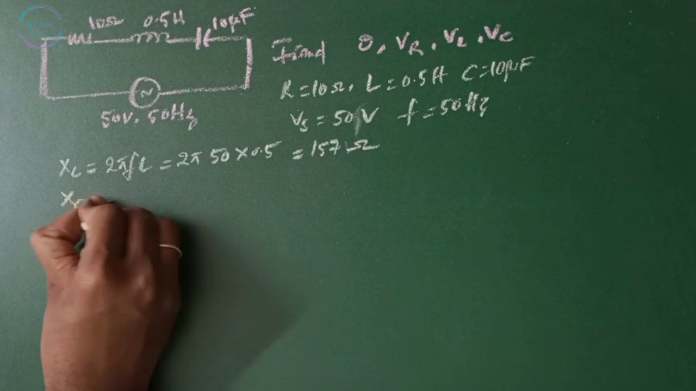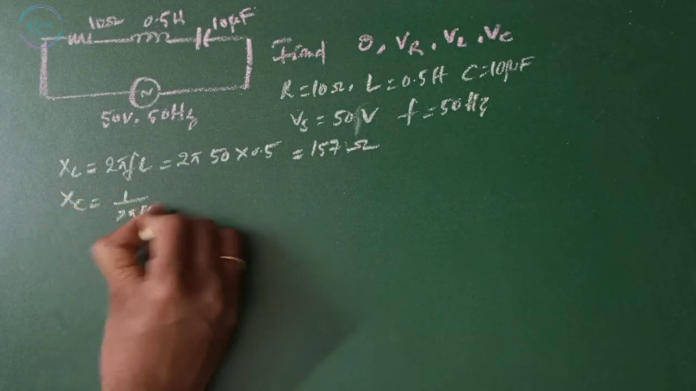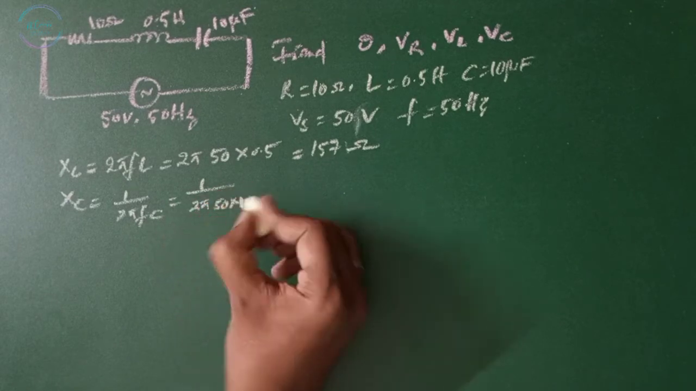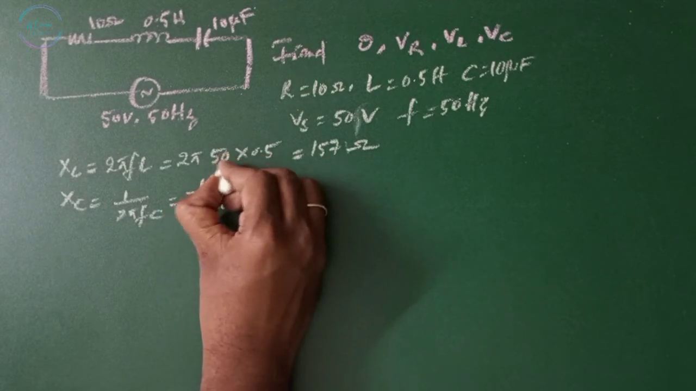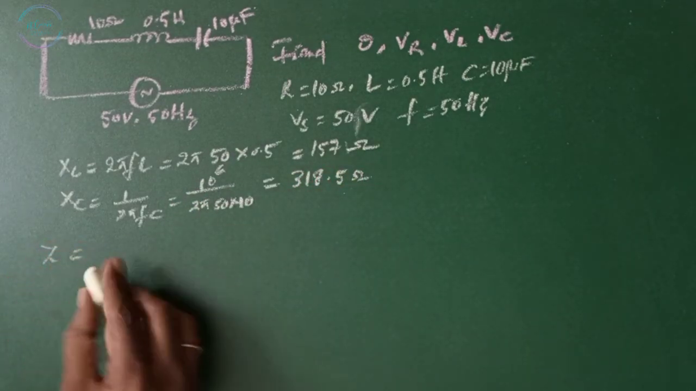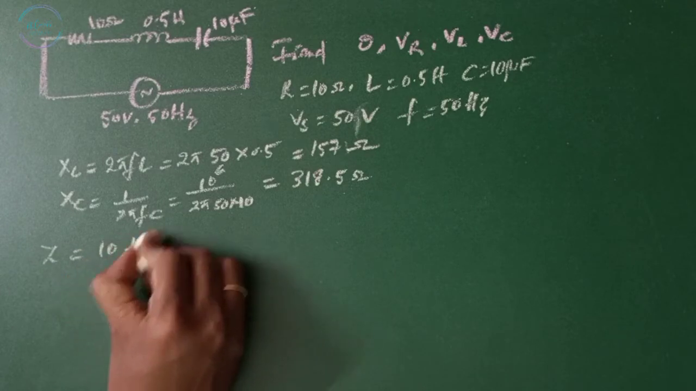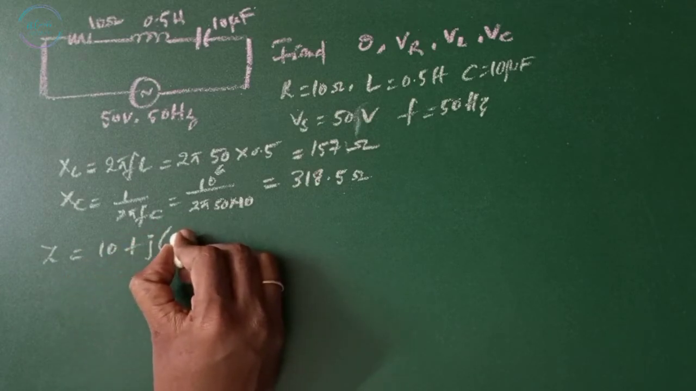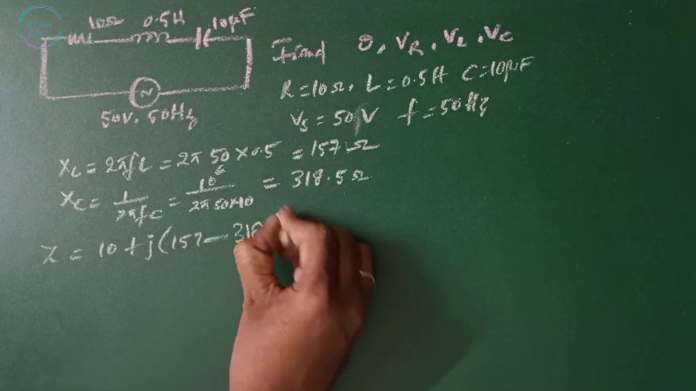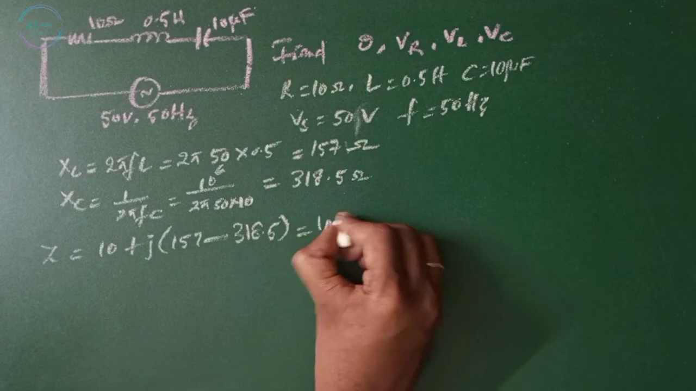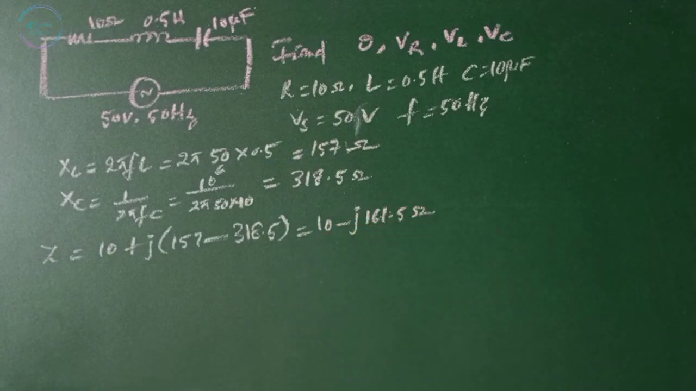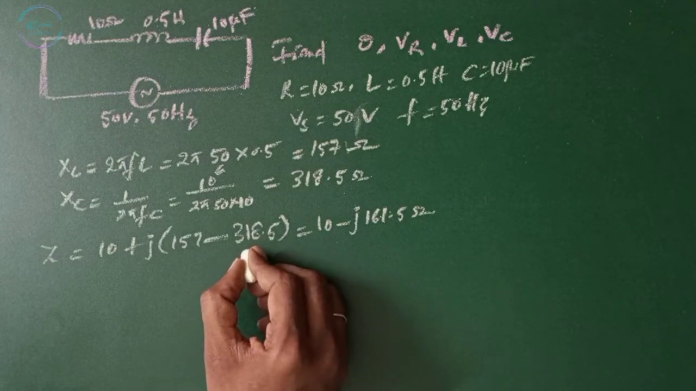Now XC equals 1 by 2 pi F C, that is equal to 1 by 2 pi into 50 into 10 microfarads, so 10 to the power of minus 6 here. That gives 318.5 ohms. Now the impedance Z is given by resistance 10 plus j XL minus XC. So 157 minus 318.5. This equals 10 minus j 161.5 ohms. Now here the capacitor is having more value than the inductor.